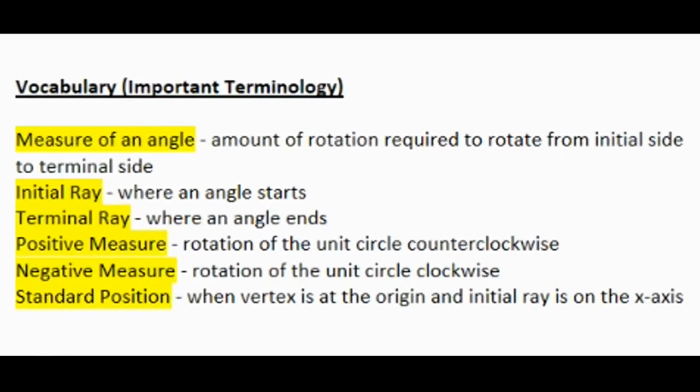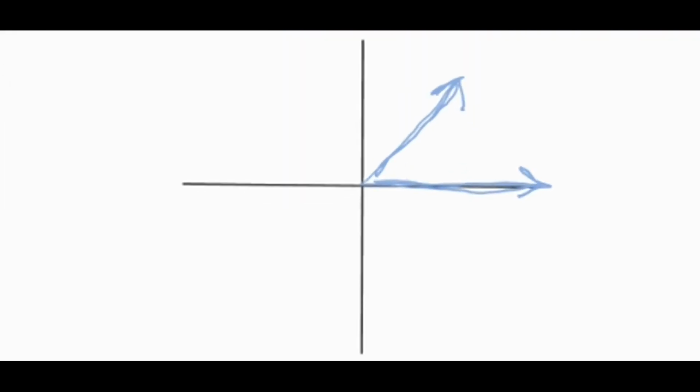Additionally, we also have a standard position within the unit circle when it comes to measuring radians and degrees. This is when you have a vertex at the origin and the initial ray is on the x-axis. Standard position can be seen in this angle as you have an initial ray on the x-axis right here, and you have a vertex at the origin, or at a coordinate of 0, 0, meaning that is the standard position for radian and degree measure within a unit circle.